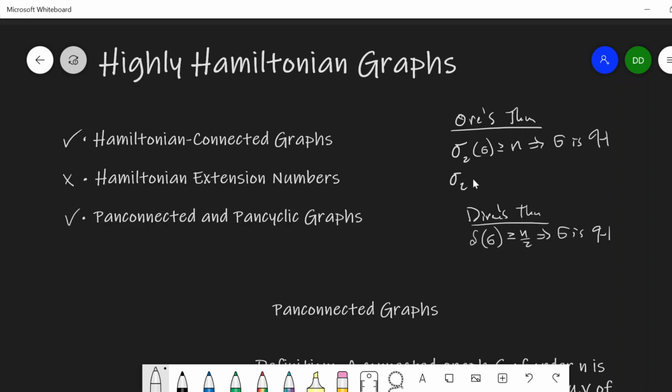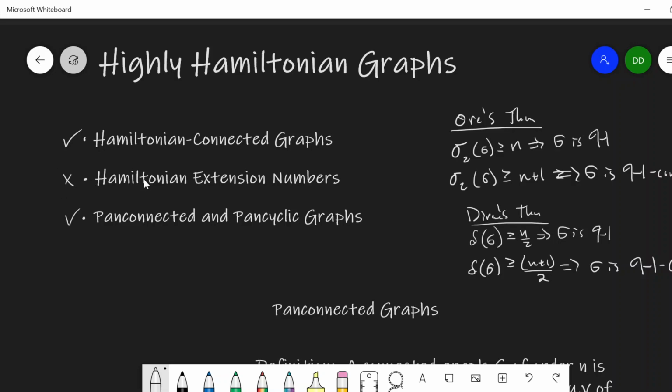Maybe I'll write that down. Sigma 2 of G at least n plus 1. This implied G was Hamiltonian connected. And if the minimum degree was at least (n plus 1) over 2, this would imply G is Hamiltonian connected as well.